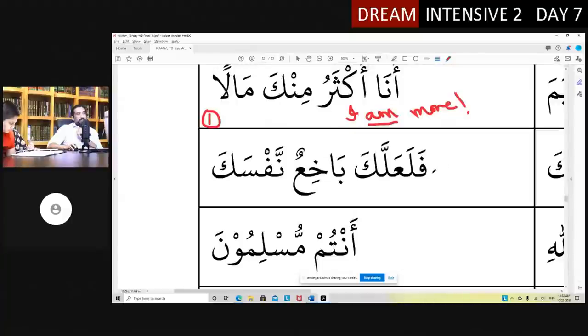Okay, fa, so, that connects to anything anyway. There's no fa. Yeah, that's fi. Fi, yeah. But fa means so. So, it can go anywhere. It's always connected. So I'm going to translate so.